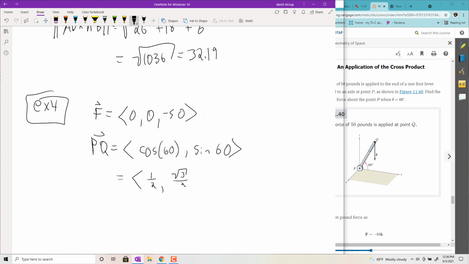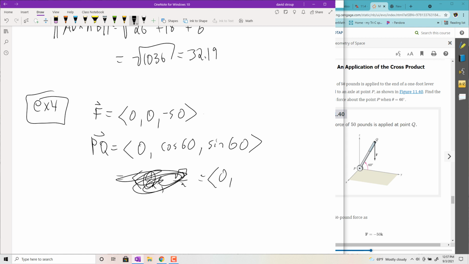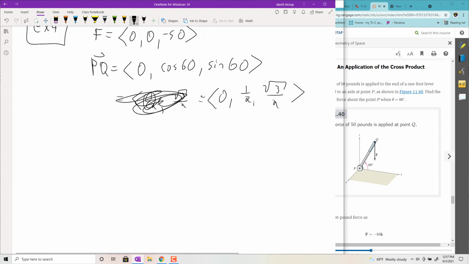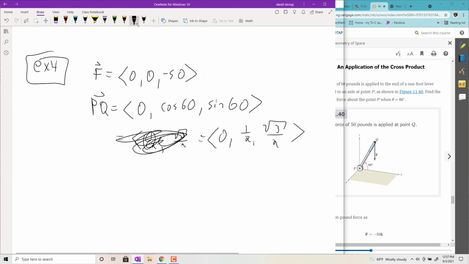And then for this other vector, let's assume it's in the YZ plane. So it's going to be 0, cosine 60, sine 60, that is 0, 1/2, and √3/2. Okay, so let's get the cross product for the moment vector, and then we can get the magnitude of that. First you do the lever, and then you do the force.